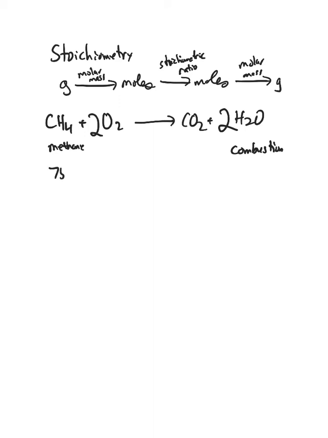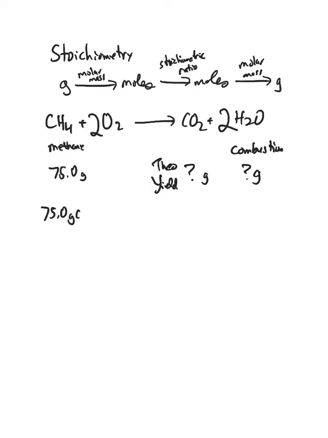So let's say we've got 75 grams of methane. And let's calculate how much carbon dioxide and how much water we can make if that 75 grams reacts completely. So what's the theoretical yield? If everything goes perfectly, how many grams of each of the products can we make? So grams to moles to moles to grams.